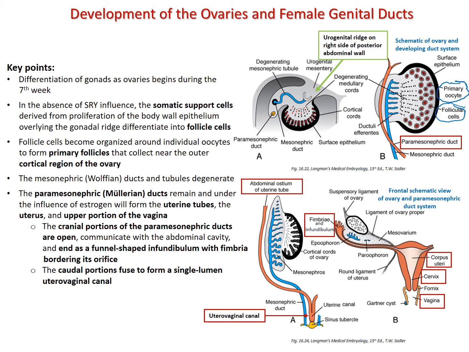The paramesonephric ducts remain uninhibited and under the influence of estrogen form the uterine tubes, the uterus, and upper portion of the vagina. The cranial portions of the paramesonephric ducts are open and communicate with the abdominal cavity to receive future ovulated oocytes. Each ends as a funnel-shaped infundibulum with fimbria bordering its orifice. The caudal portions fuse to form a single-lumen uterovaginal canal. Further details of uterine development are provided on the next slide.